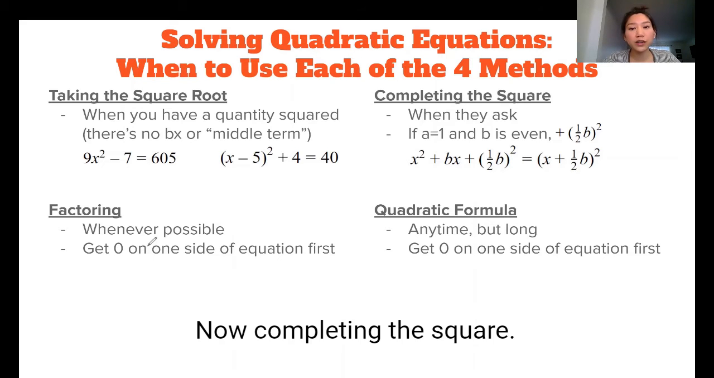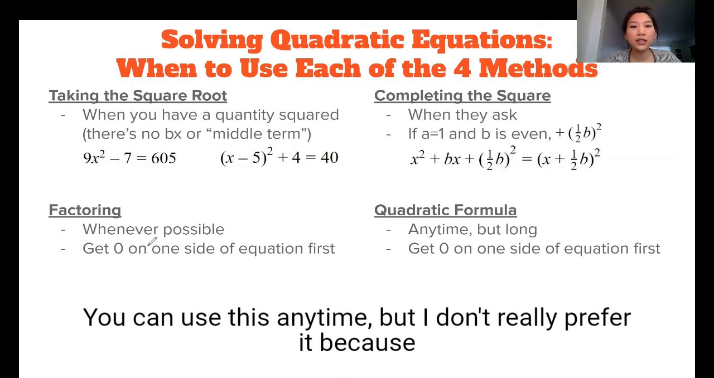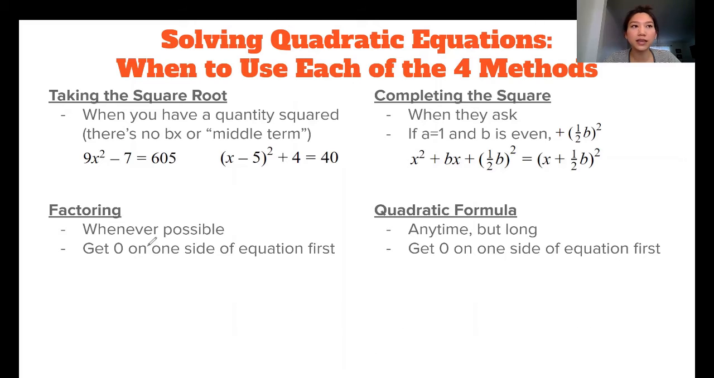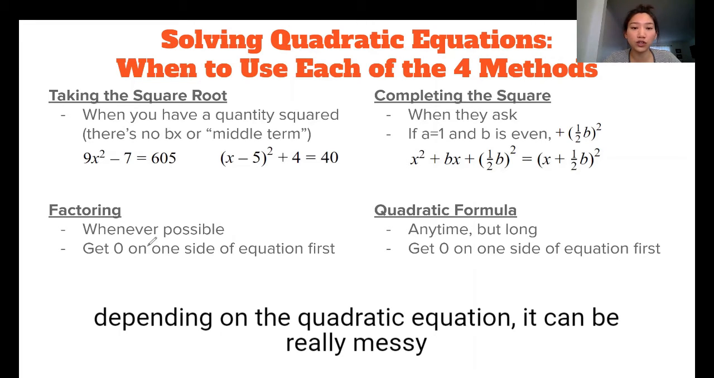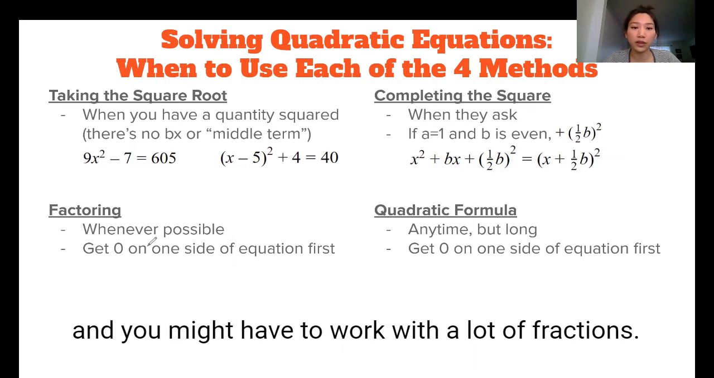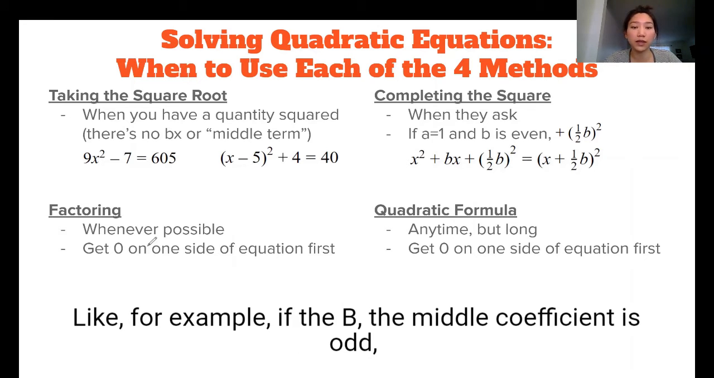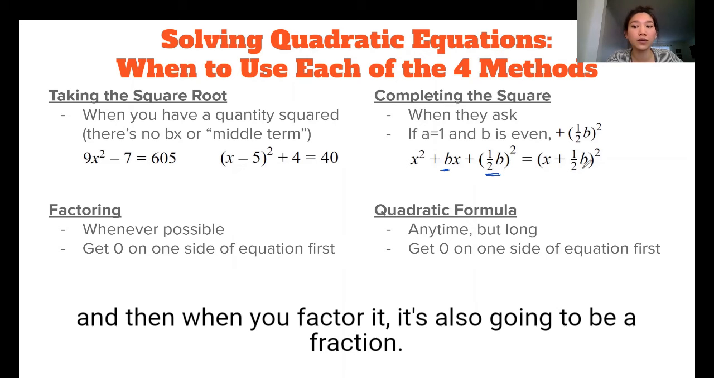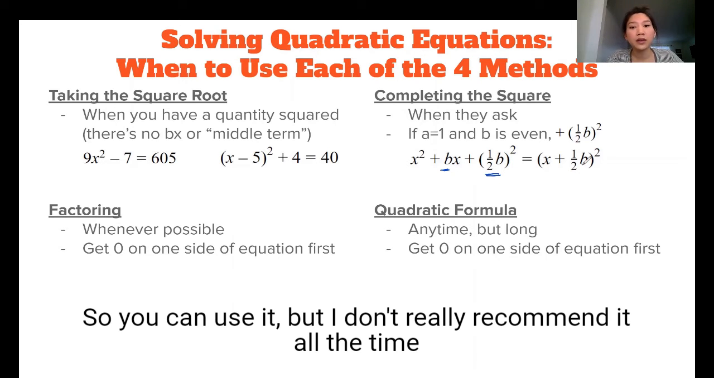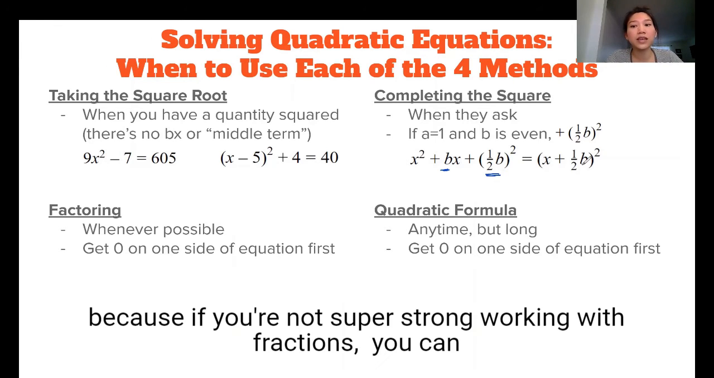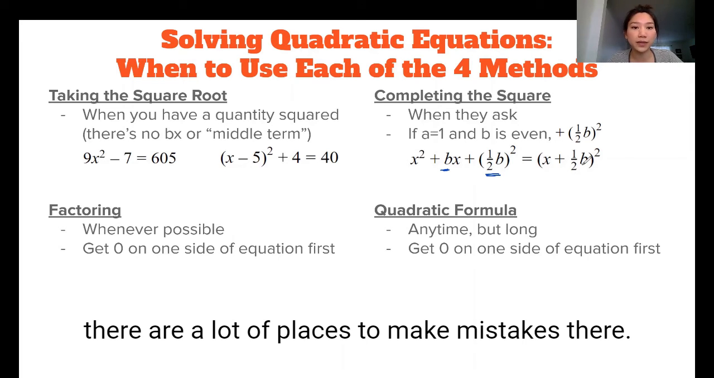Now, completing the square, you can use this anytime, but I don't really prefer it because depending on the quadratic equation, it can be really messy and you might have to work with a lot of fractions. Like for example, if the b, that middle coefficient is odd, then you're going to end up adding a fraction on this side. And then when you factor it, it's also going to be a fraction. Okay, so you can use it, but I don't really recommend it all the time because if you're not super strong working with fractions, there are a lot of places to make mistakes there.